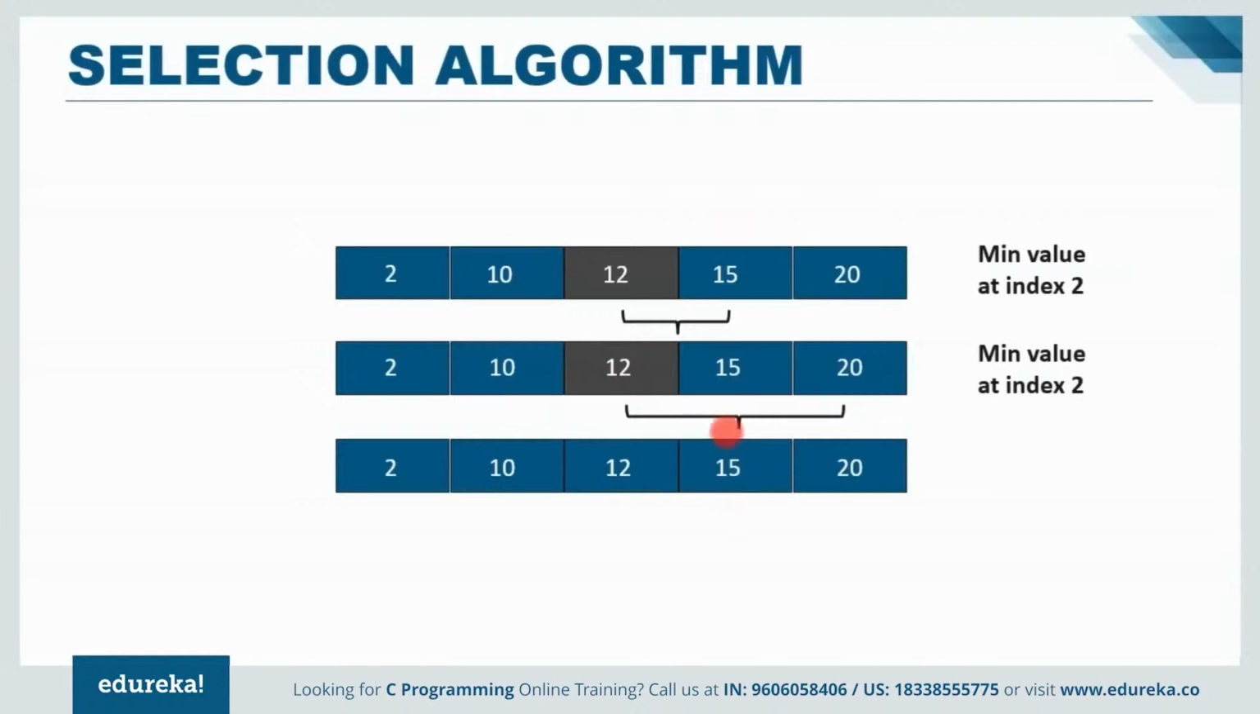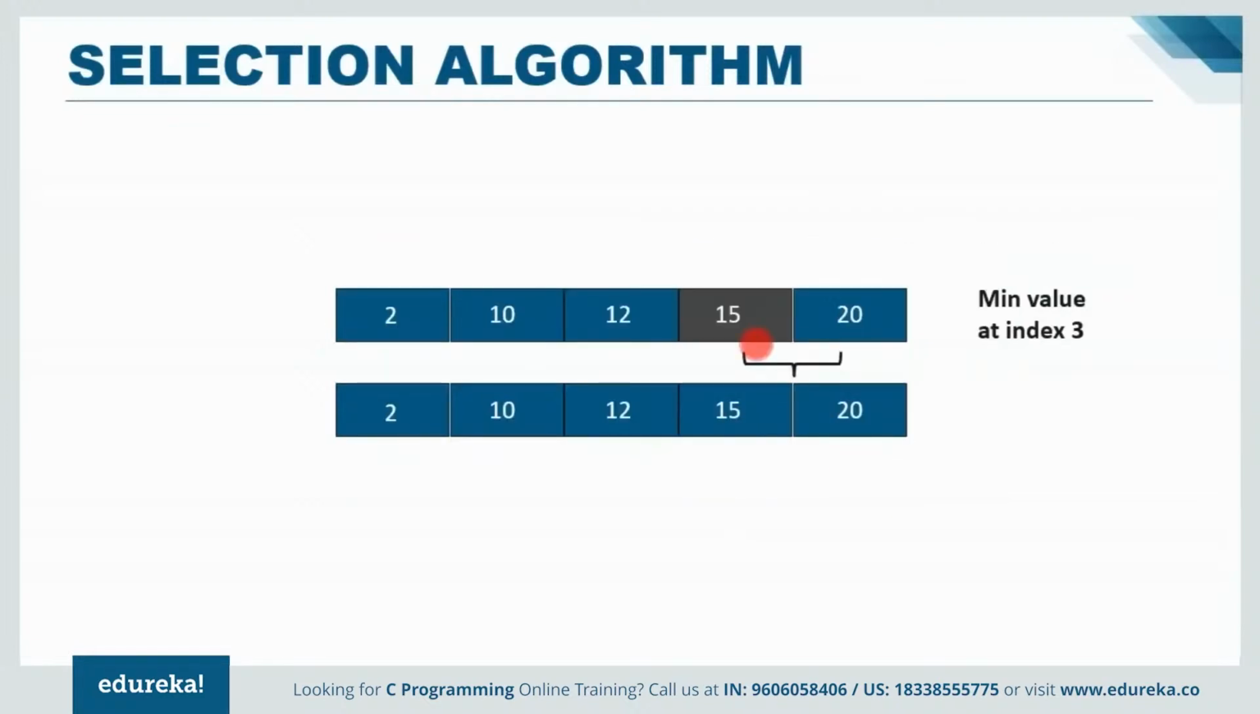and we will move on to the next cycle, where we will make 15 our minimum element, and we will compare 15 with the following element, which is 20. So here you can see that we have made 15 our next minimum element, and now we are comparing with the element 20. And we find that 15 is already smaller than 20, so there is no change in the positioning. And finally, we obtain the sorted array.